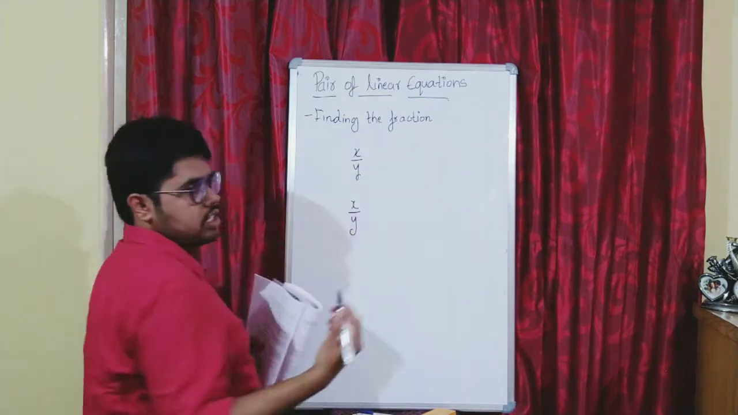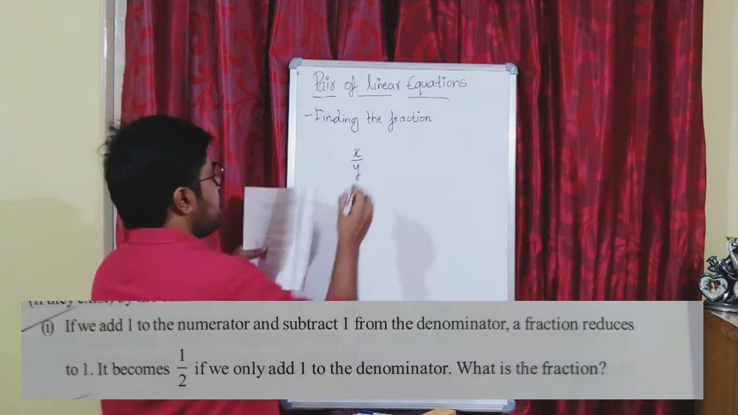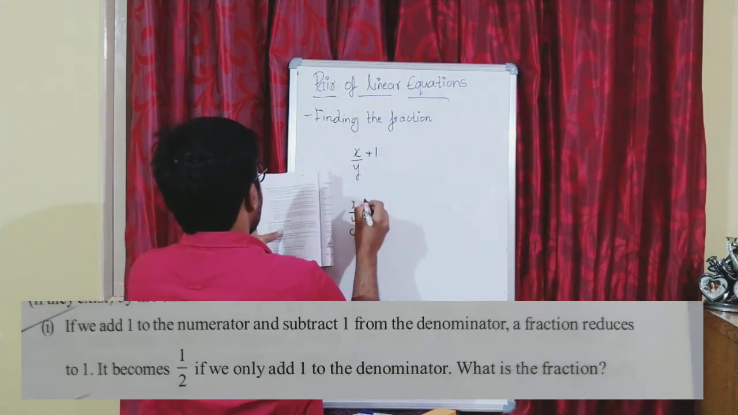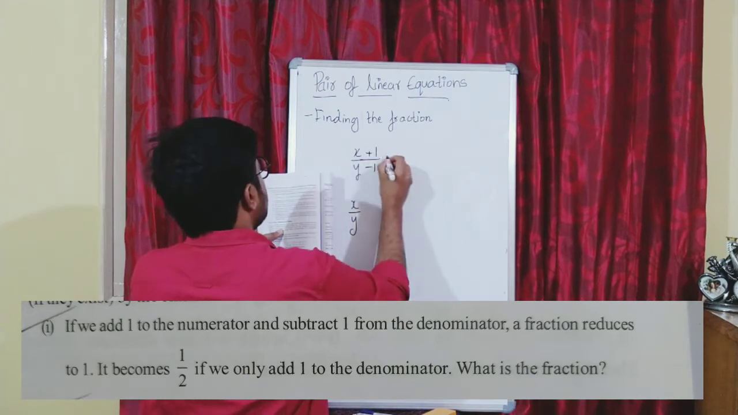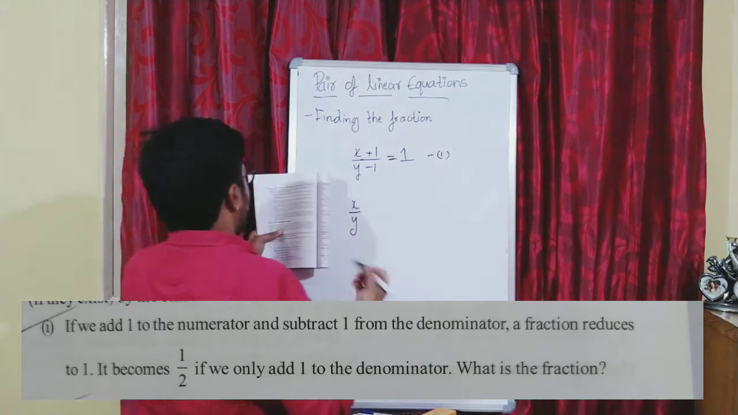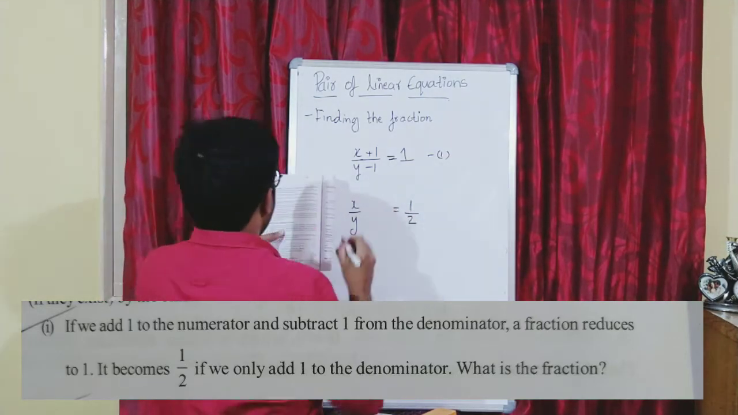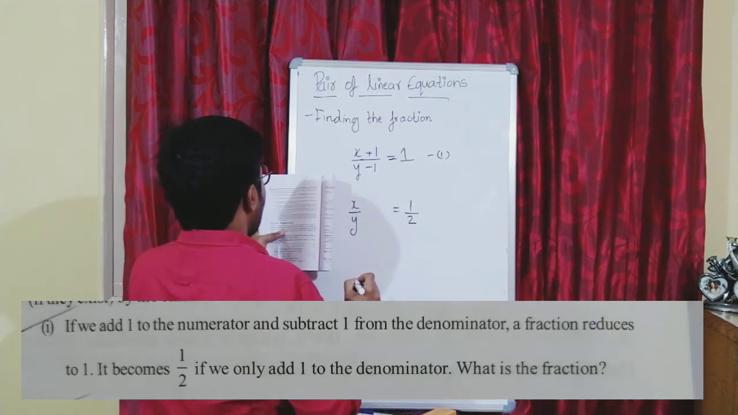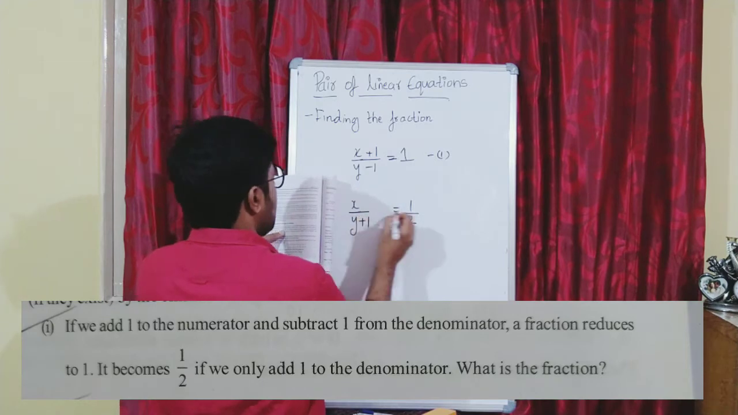Because two equations you will get, x by y, x by y. Okay, first part. If we add 1 to the numerator and subtract 1 from the denominator, the fraction reduces to 1. So it's the first equation. Second equation, it becomes half if we only add 1 to the denominator.